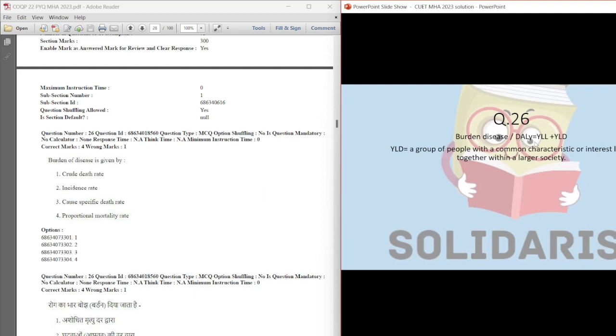And DALY is calculated by YLL and YLD. YLL is years of life lost due to death, and YLD is years lost due to disability. So this question is given to create confusion among the students. This is the first subject specific question.